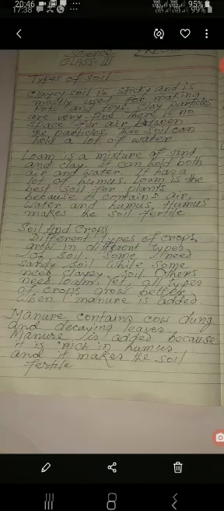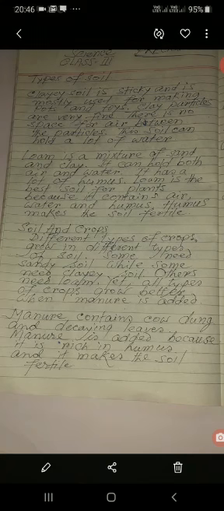Types of soil. Clay soil is sticky and is mostly used for making pots and toys. Clay particles are very fine. There is no space for air between the particles. This soil can hold a lot of water.